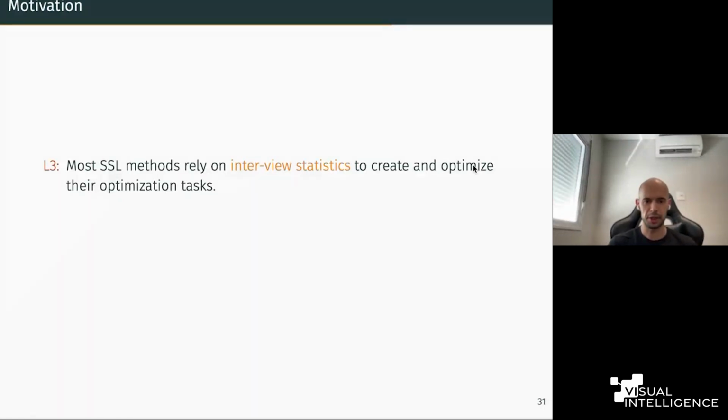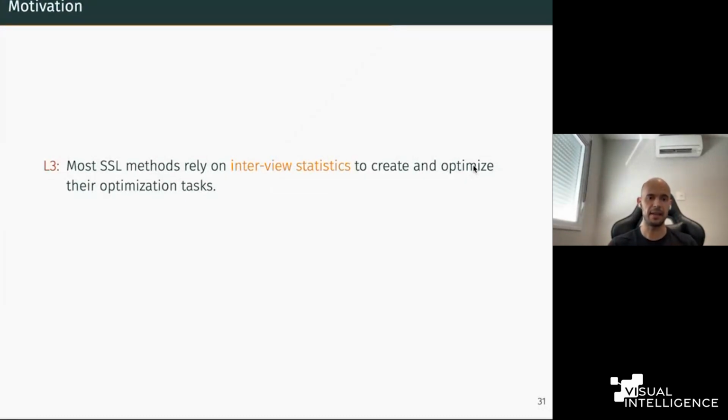Going to the third limitation, we also observed that most SSL methods only use in-view statistics. When you create views, you take an image and augment it multiple times, for example two times, and you have two versions of that source image. Most methods then optimize those two views to have similar representation vectors because we know they come from the same image. That's basically the source of supervision there.